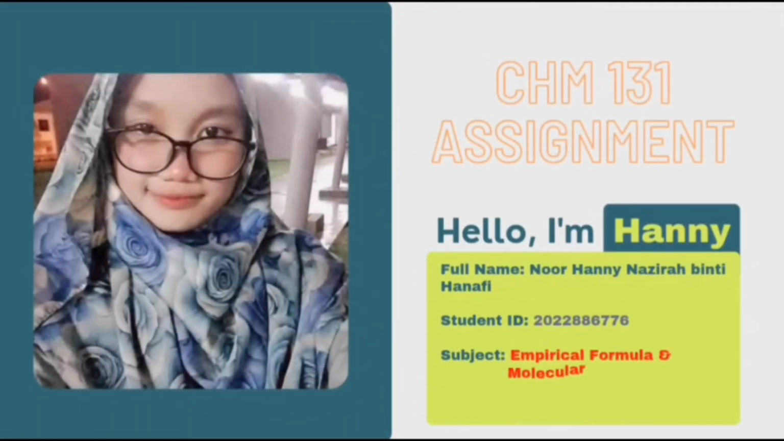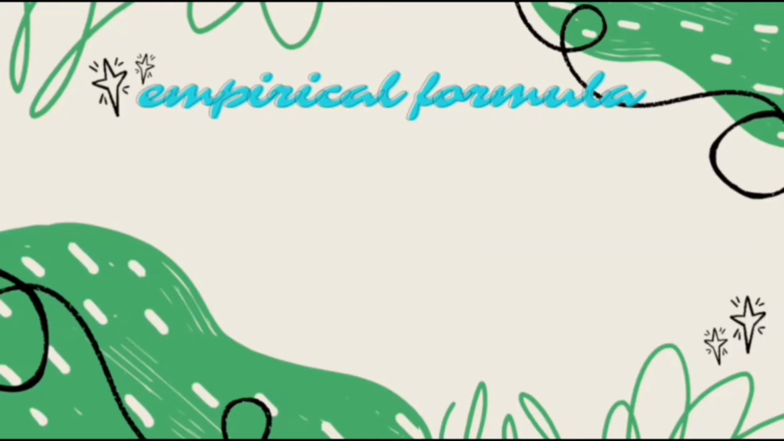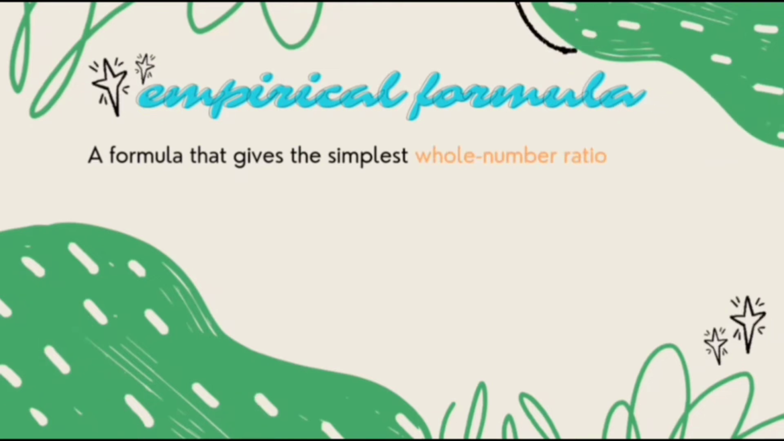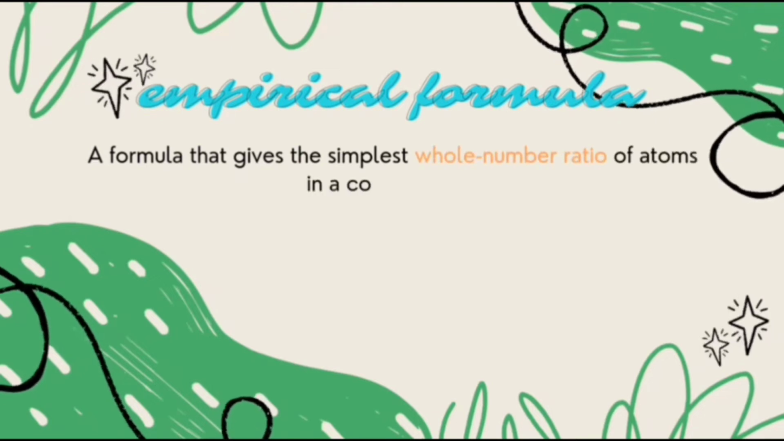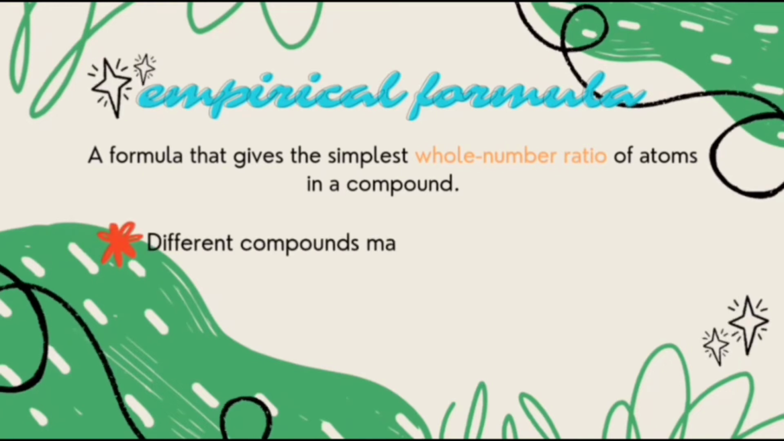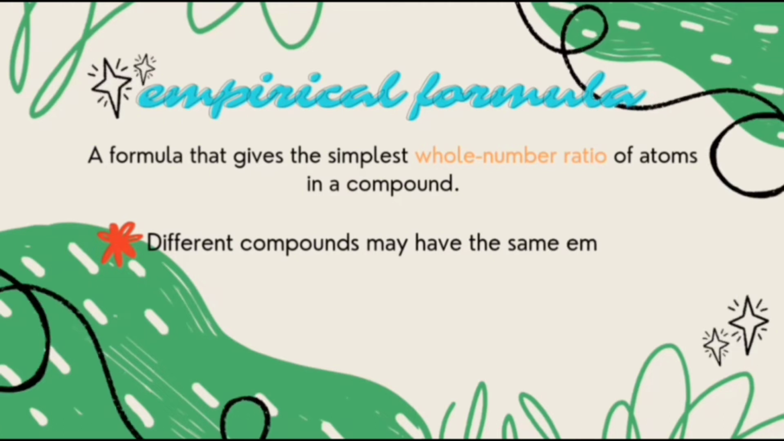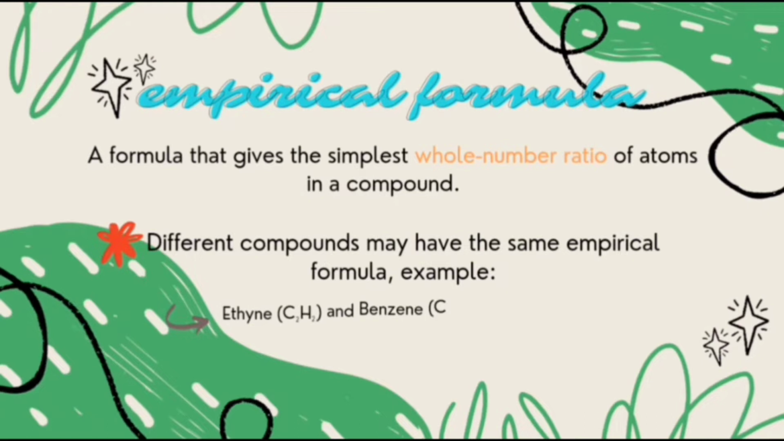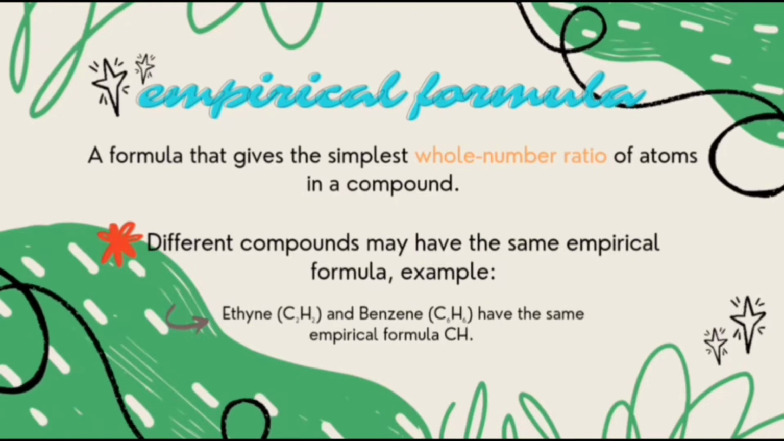I'm going to present to you guys about molecular formula and empirical formula. Empirical formula is a formula that gives the simplest whole number ratio of atoms in a compound. Different compounds may have the same empirical formula. For example, acetylene and benzene have the same empirical formula, which is CH.